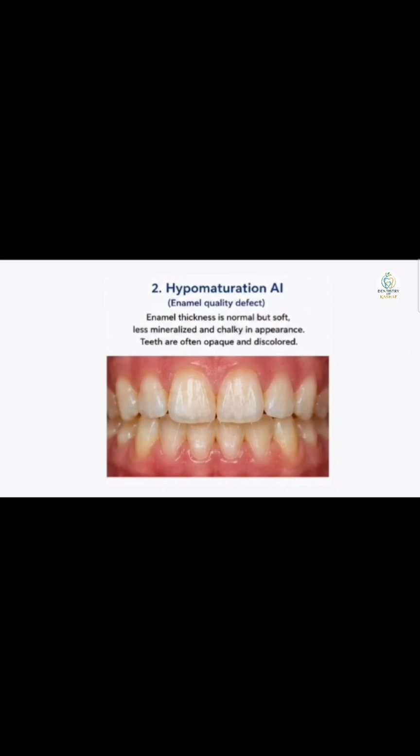Okay, let's move towards type 2. Hypomaturation amelogenesis imperfecta is the second type. Enamel thickness is normal but soft. Thickness is normal, but the enamel quality is defective. Quantity is okay, like 100 cells are produced by 100 cells, but those are low in quality; their function, role and form are not that good. Enamel thickness is normal but soft, less mineralized and chalky in appearance. Teeth are often opaque and discolored.